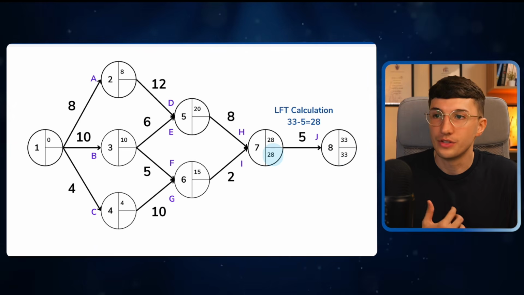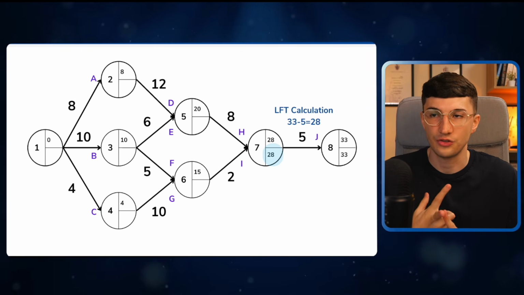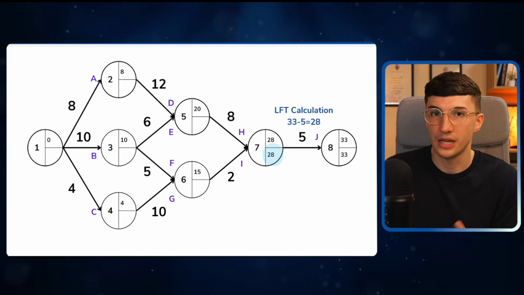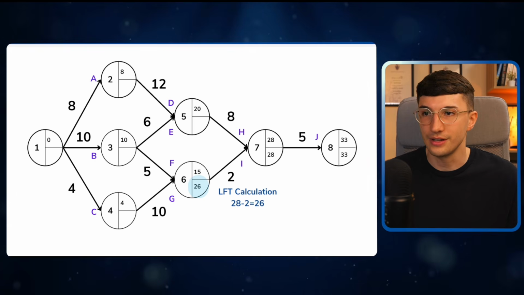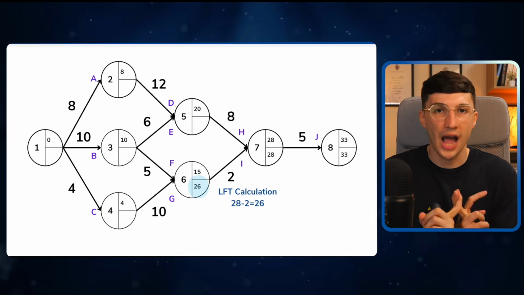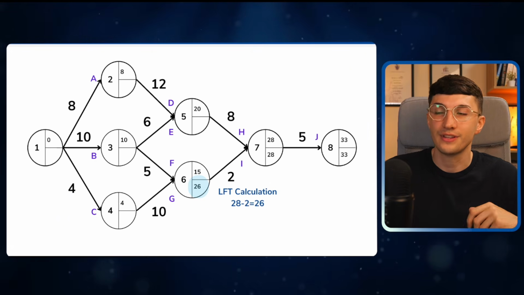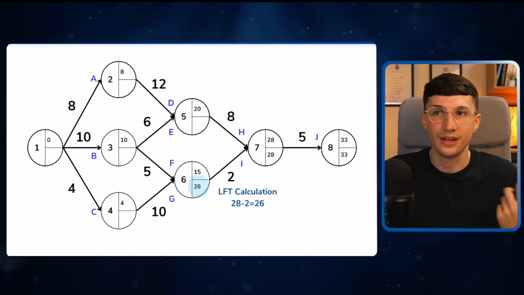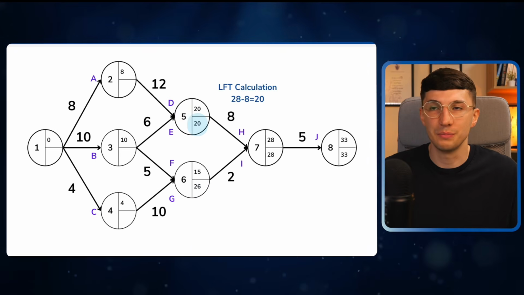Now looking at node 6, so we want to look at the latest finish time for both task F and task G. Well, quite simply, latest finish time of task I is on day 28 minus its duration. 28 minus 2 gives me day 26. So task F and G have to both be completed by day 26. We do the same thing for task D and E, looking at node 5 now. We do the latest finish time of task H, 28 minus its duration of 8. Well, that just gives me day 20.